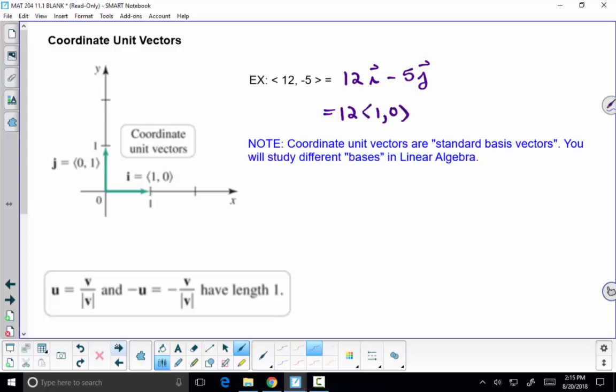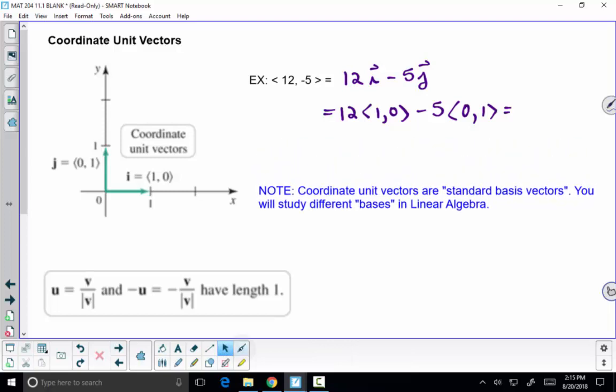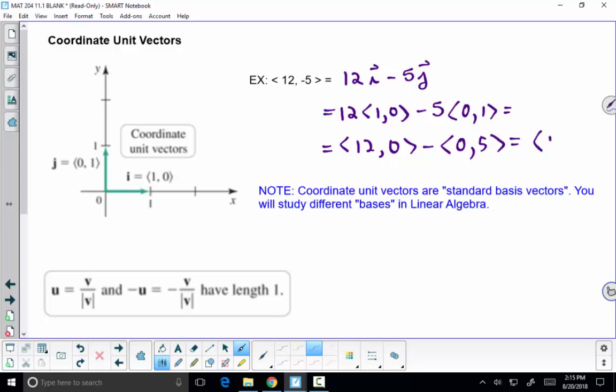If we put in the component form for i and j, and then we distribute the 12, and we distribute the negative 5, we get back to where we started. We get what we would hope to get, and we end up right back where we were. Because if the two notations don't align, that's worthless. If you're going to have two different notations, they better line up. So again, component form, algebraic form.